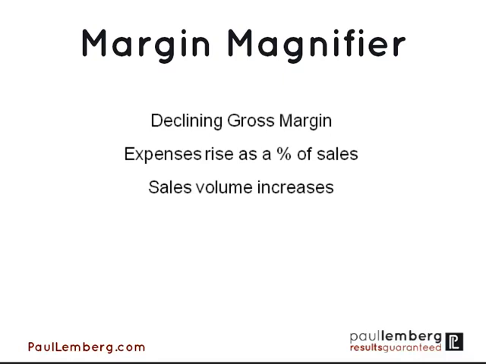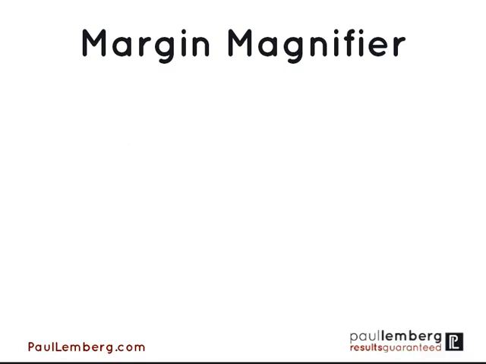So in other words, if sales volume is increasing and gross margin is going down, or sales volume is increasing and expenses are rising as a percentage of sales, then your business could be seriously headed for trouble. So those are the three main causes of business failure. And I know it's very, very simple, but these are the things that I want you to be thinking about the entire time as we work our way through Margin Magnifier and talk about raising your prices.